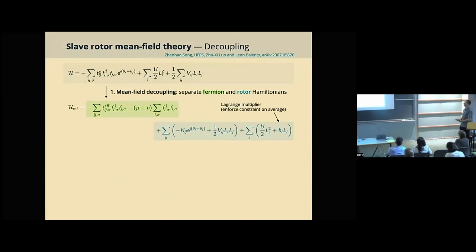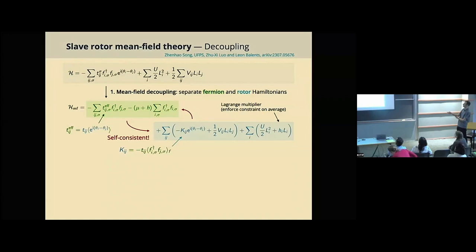So as a first step, we make a mean field decoupling where we separate this problem into fermionic and rotor Hamiltonians. And these are now coupled by self-consistent mean field equations. The hopping of the spinons is related to the hybridization of these charge rotors, and the kinetic energy of these rotor degrees of freedom is related to the hopping amplitude of these fermionic spinons. And in addition, I'm using Lagrange multipliers to enforce this constraint on average. The fermionic Hamiltonian is just quadratic, so we can straightforwardly diagonalize it and evaluate these expectation values in our mean field loop.